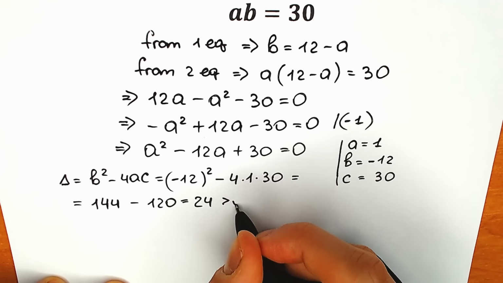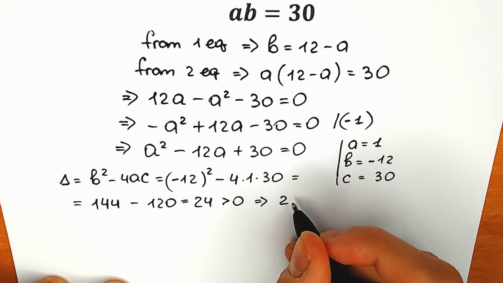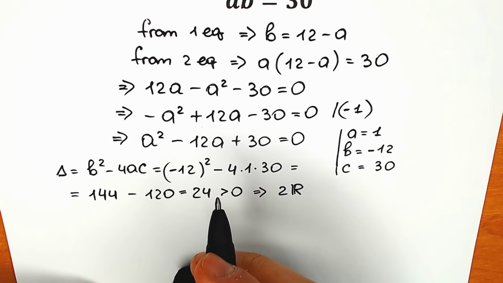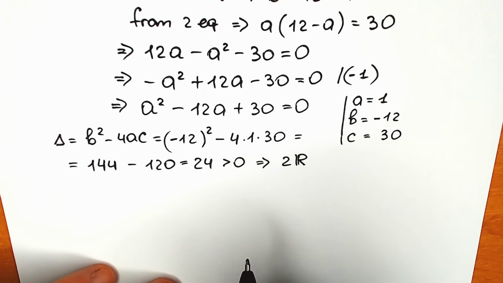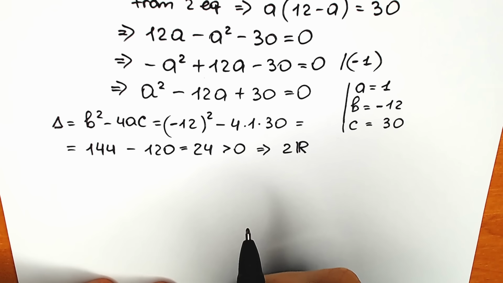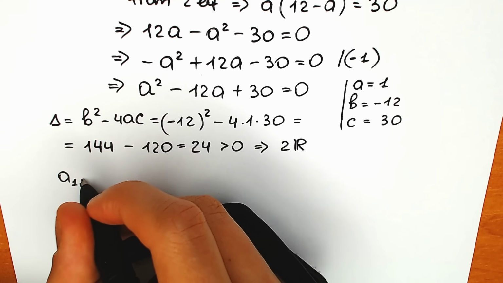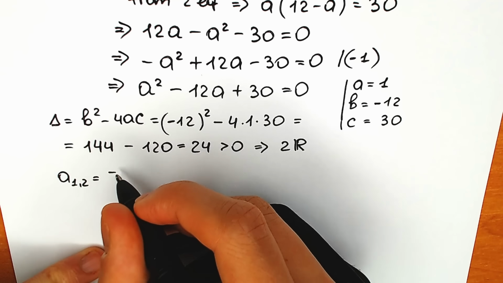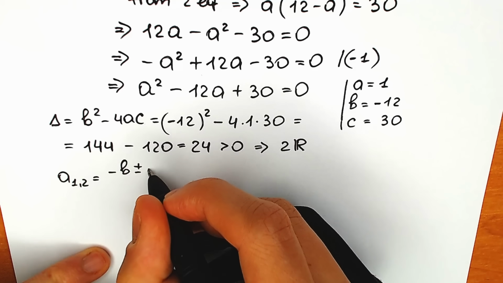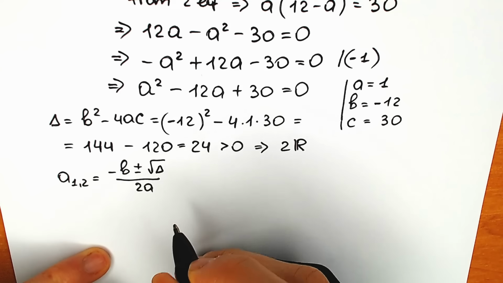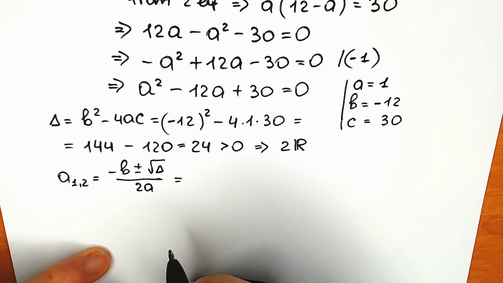It means that right here we have two real number roots. So this is really great. Right now let's solve for a first and a second. A first and a second equal minus b plus minus square root of the discriminant, all over 2a.